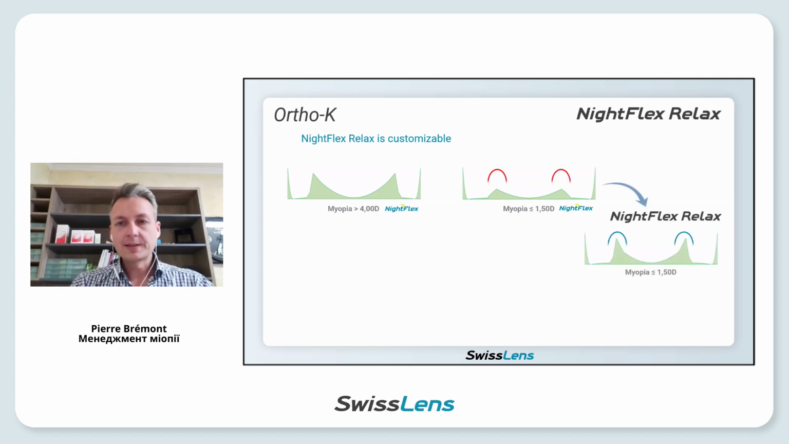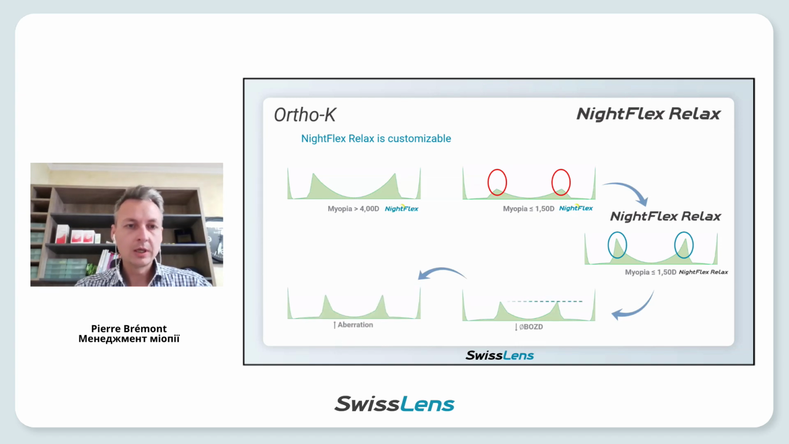So with the Relax, we keep the same shape in the center, but we increase the volume a lot in the mid-periphery. And we can make it smaller or higher in aberration. So all the options are available.